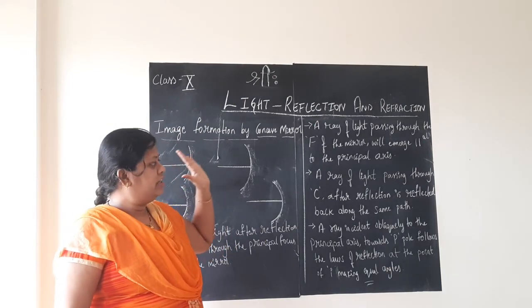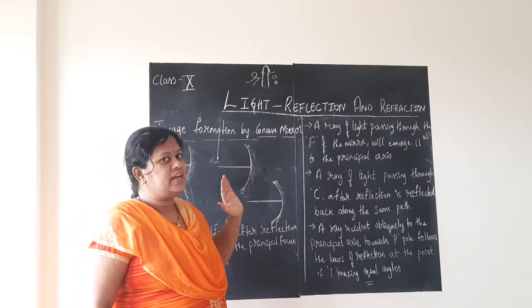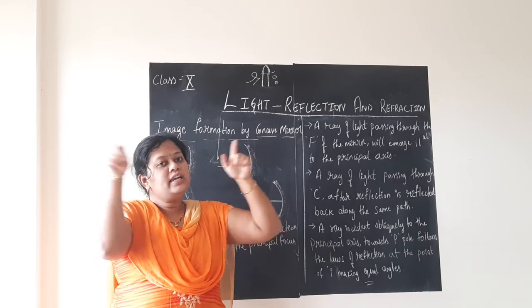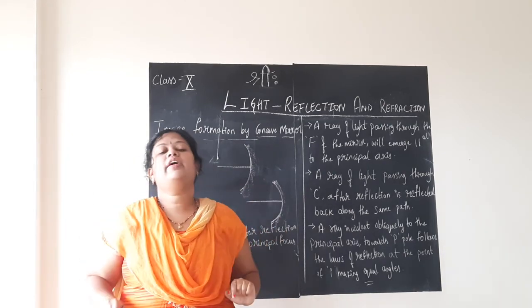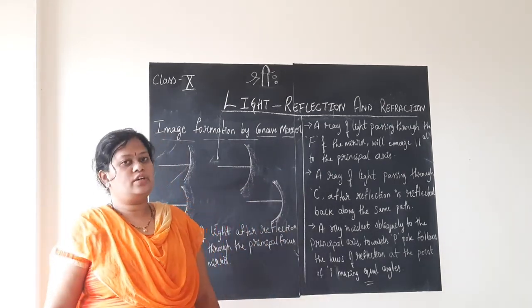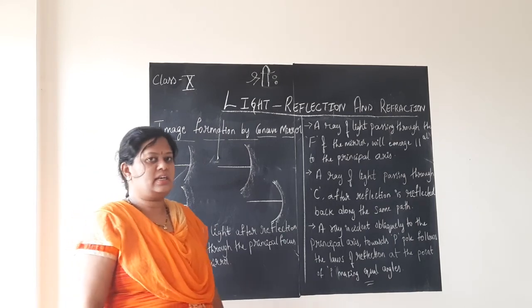Incident ray, reflected ray, wherever the reflected rays meet, children, at that point the image of the object is said to be formed. This is the first basic point.